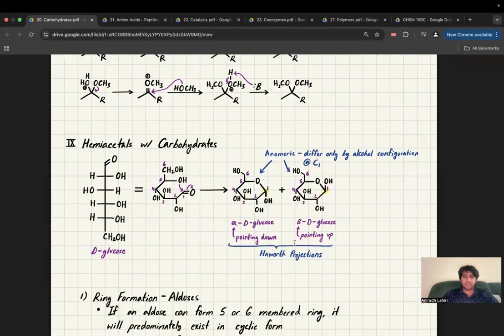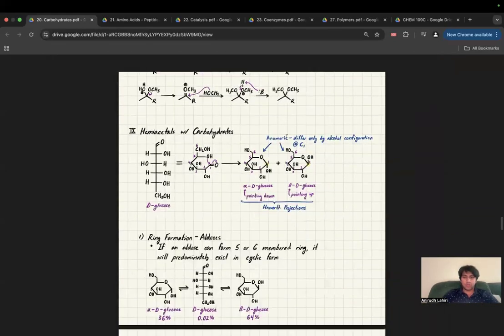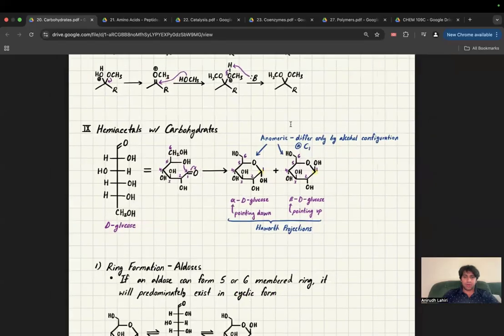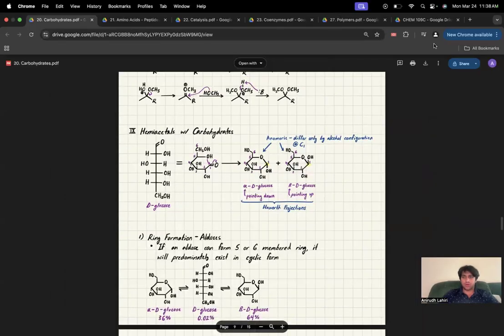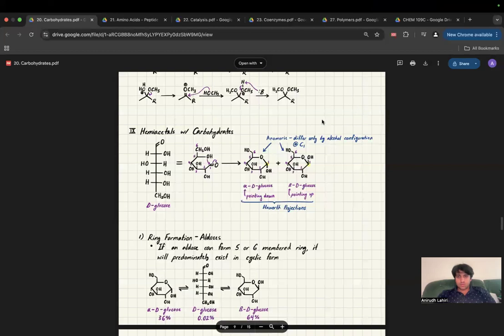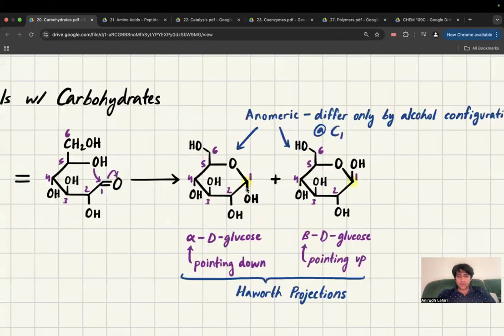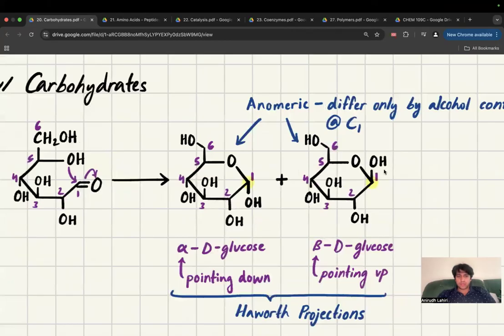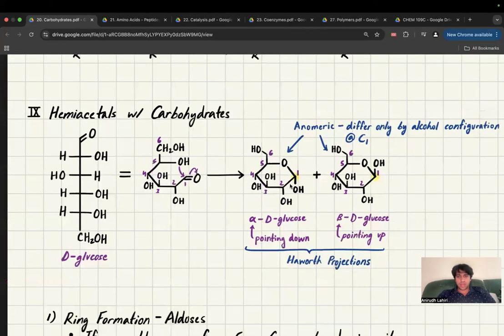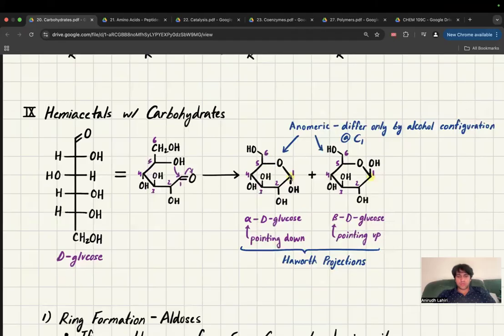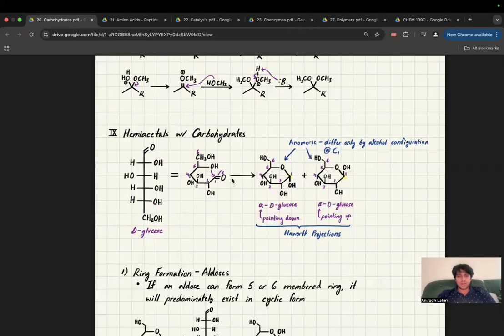All right, hemiacetals with carbohydrates. So there's something called an anomeric carbon, right? So what is an anomeric carbon? The difference between this and this is just OH here is down and OH here is up. So this is the anomeric carbon, the position at which we have an OH down or we have an OH up. We name them slightly differently.